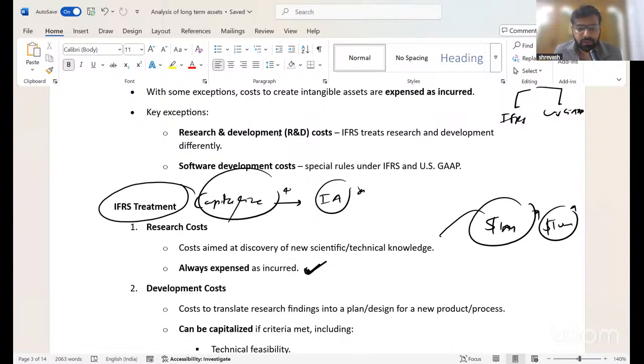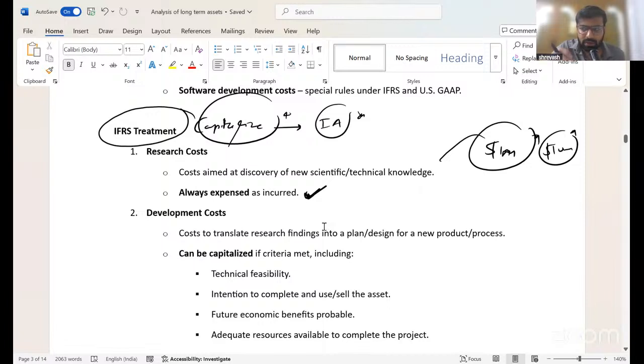Okay, sir, fair enough. So that's what we'll do here. So we capitalize it. Okay. So intangible assets, the cost has been capitalized, which costs are development cost under IFRS. Sir, but is there some criteria for it?